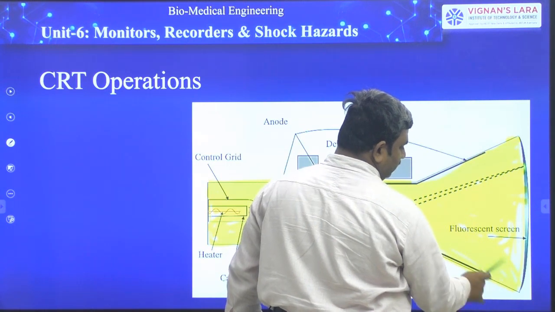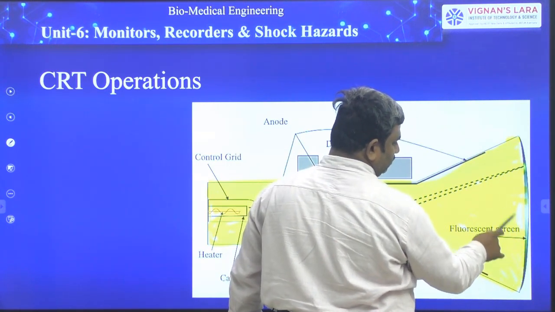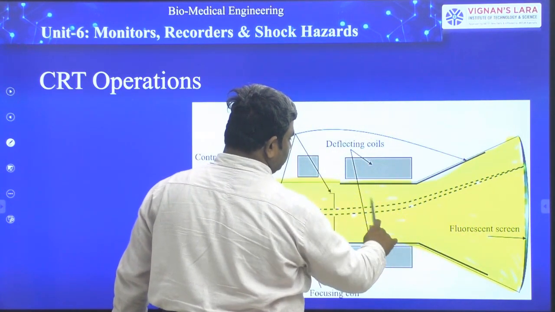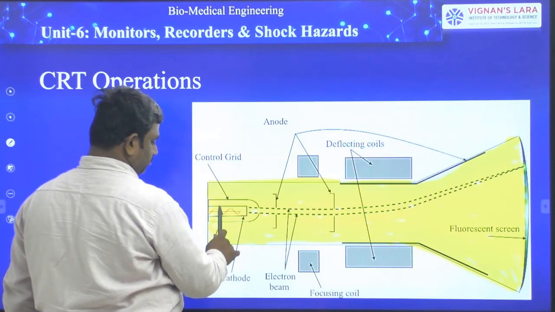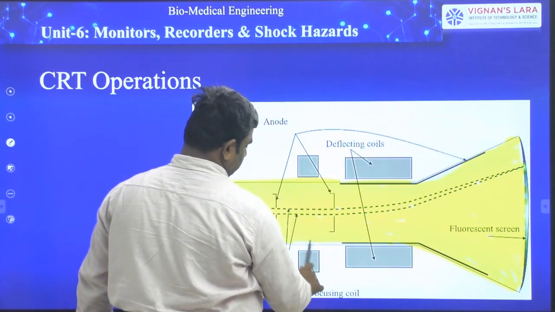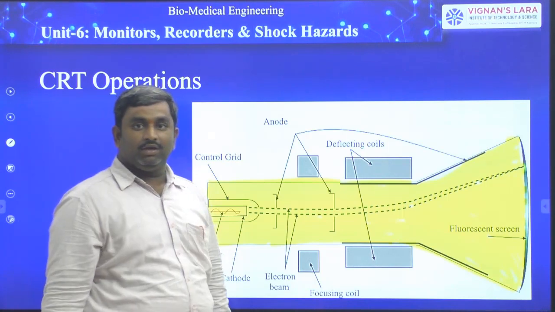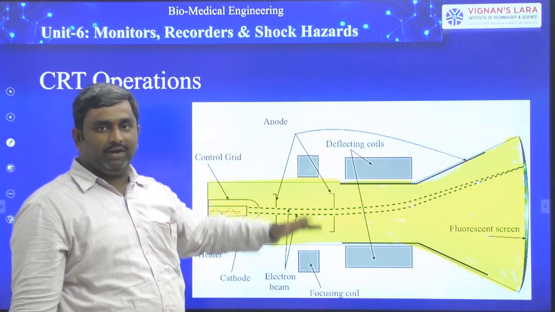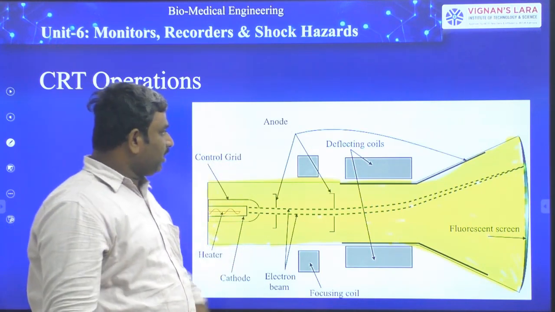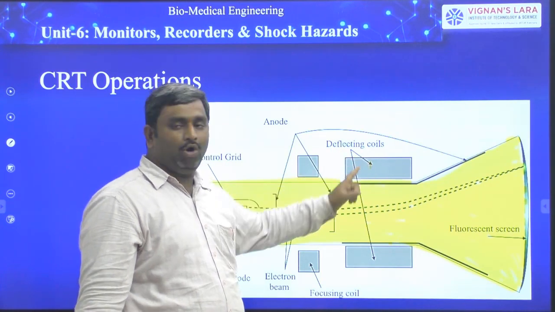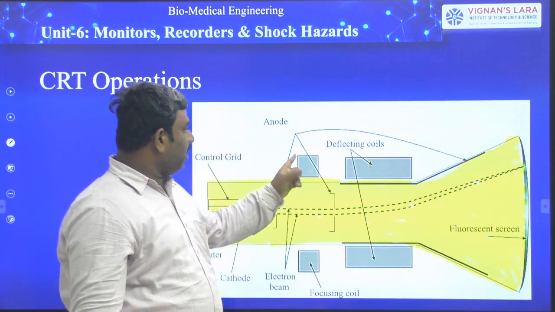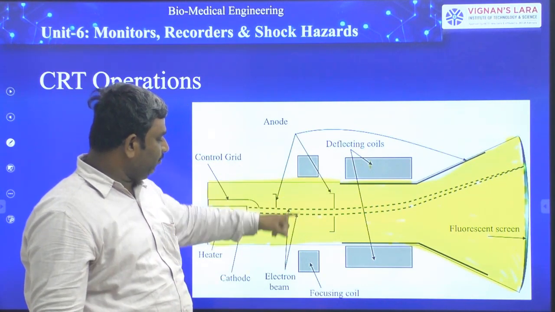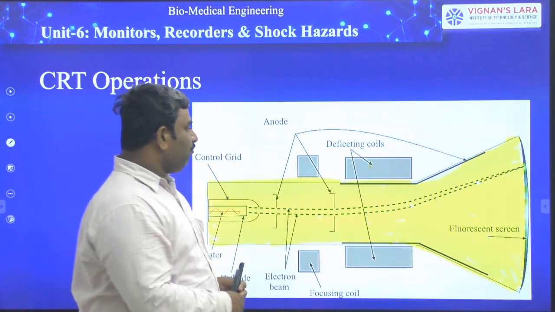Here I am representing all the areas. Now let us see clearly. This yellow color area represents the CRT, and the remaining parts are the other circuits. Coming to here, we have deflecting coils. These are the deflecting coils. We have horizontal deflection coils and vertical deflection coils, and here we have focusing coils. These two are the focusing coils.